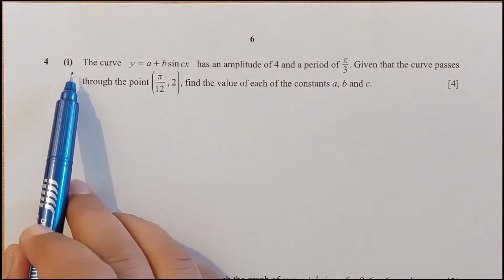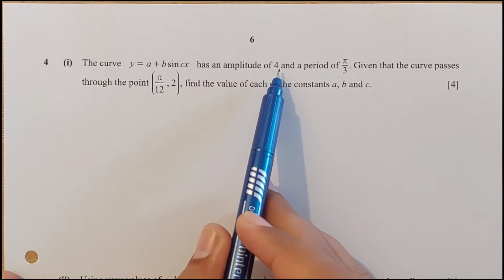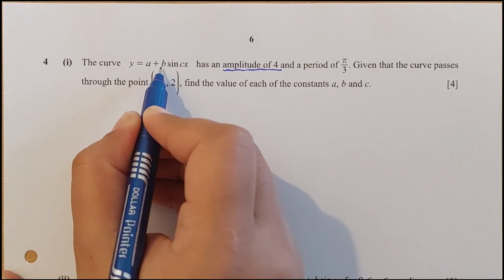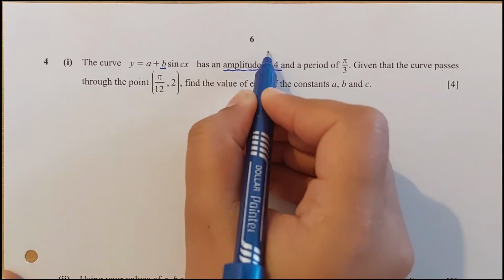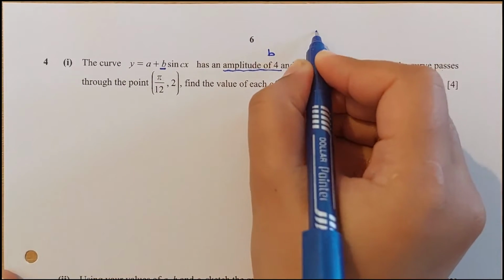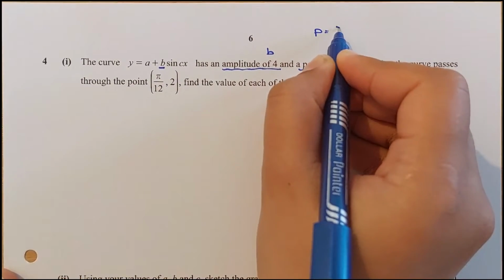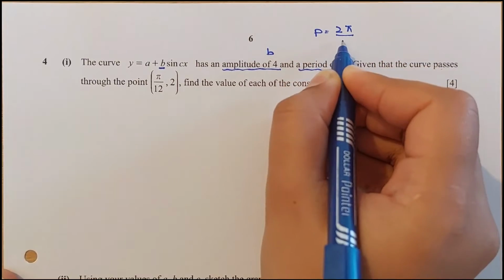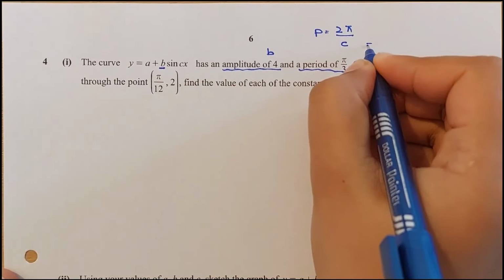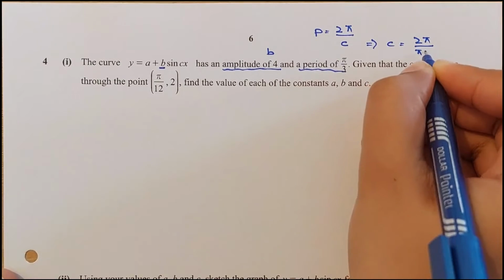Question number 4, part 1. The curve y equals a plus b sine cx has an amplitude of 4. Okay, so we have been given the amplitude. This is 4. So the amplitude is the b value. So the b value is 4. A period of pi by 3. So the period has a formula. This is a sine curve, so this is in radians. So the period of sine is 2 pi over the c value. Right, now to get the c value, we have to do c equals 2 pi divided by the period, that is pi by 3.